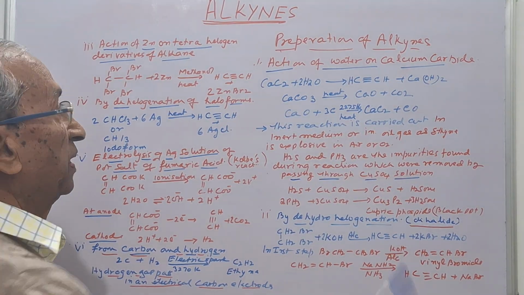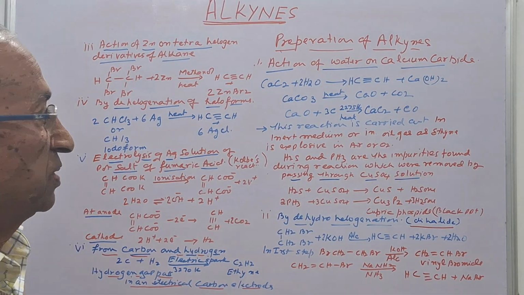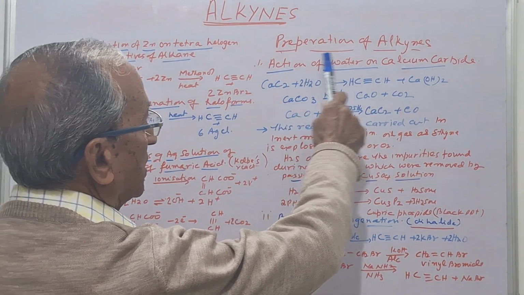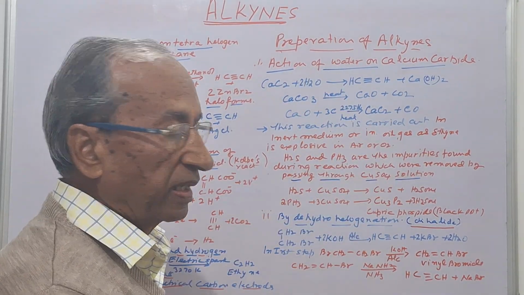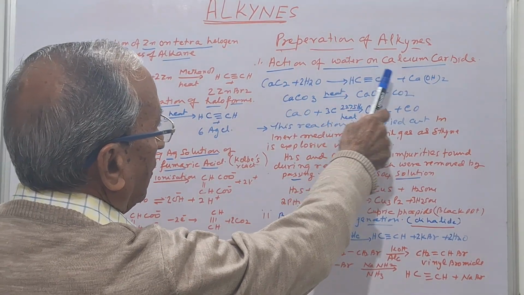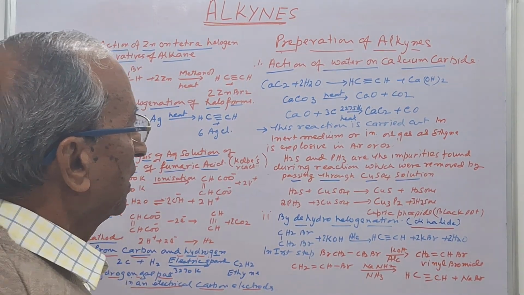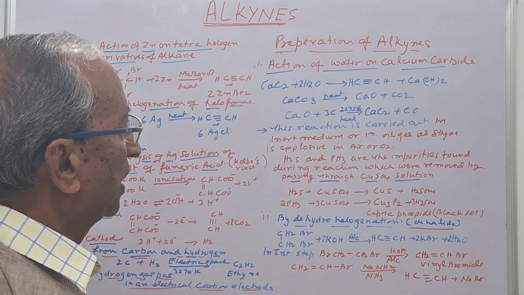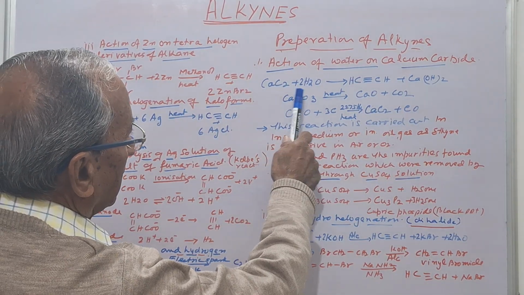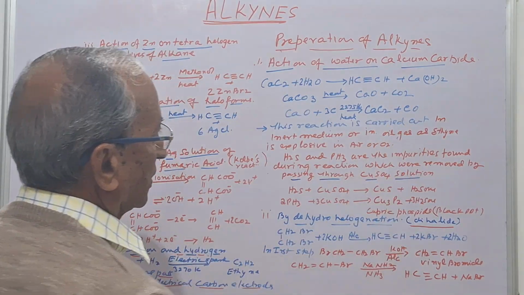In my last video on alkynes, I explained the structural formula of the alkynes. Today, I will discuss the preparations of the alkynes. First is the action of water on calcium carbide. This is the laboratory process, and also ethyne is formed on a large scale by this method. Here, calcium carbide simply reacts with water to form ethyne and calcium hydroxide.